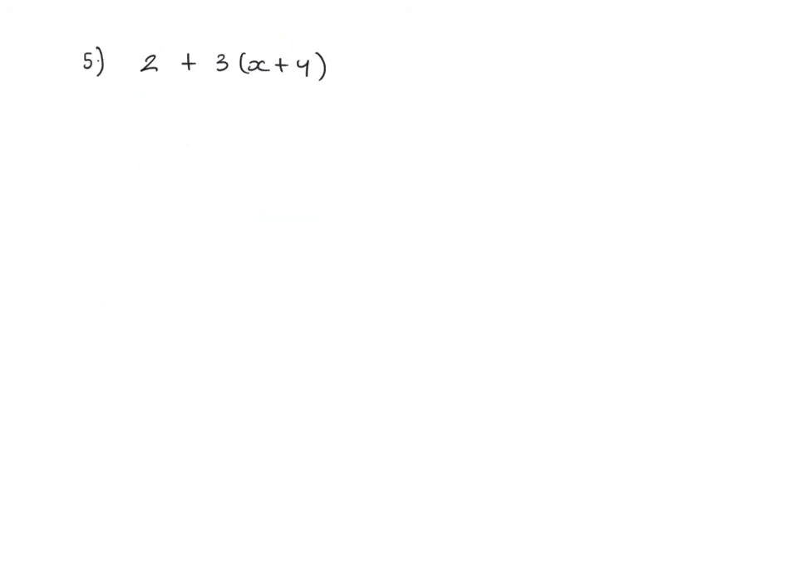Now, let's look at example number 5. 2 plus 3 lots of x plus y in a bracket. It is crucial that we apply BIDMAS, so we must deal with the bracket before we deal with the plus 2, so the addition later on. Let's work out the bracket. So that 2 will just be here, ready and waiting. We're then going to do 3 multiplied by x, which gives me a positive 3x, and 3 multiplied by y, which gives me a positive 3y.